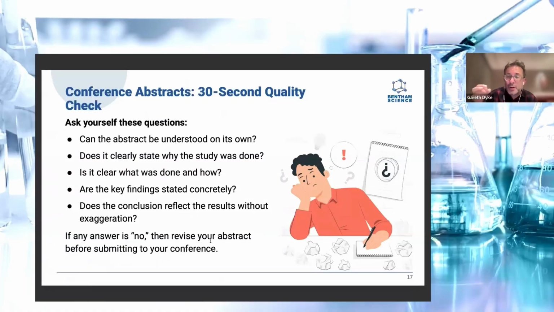So when you're putting together a conference talk, let's do this 30-second quality check, asking yourself a few key questions. Can this abstract that I've submitted to this conference be understood on its own? Does it clearly state why the study was done? Is it clear what was done and how? Are the key findings stated concretely, easy to understand? And does the conclusion reflect the results without exaggeration? If the answer to any of these questions is no, then let's revise it before submitting to that next meeting.